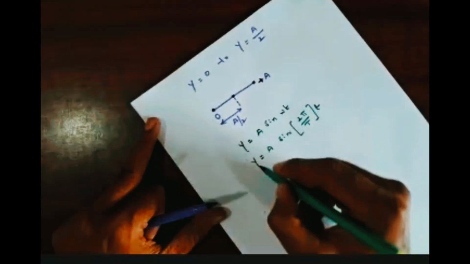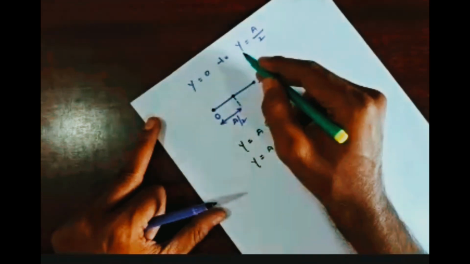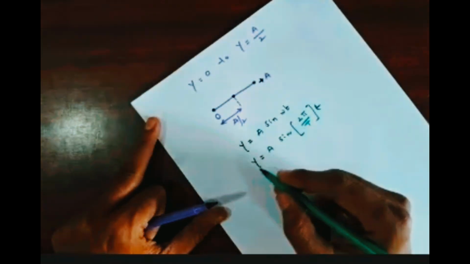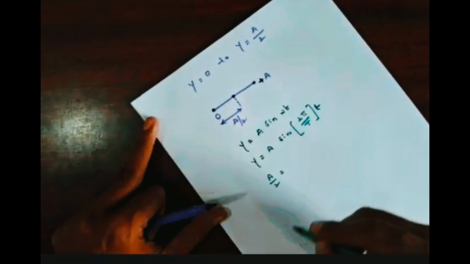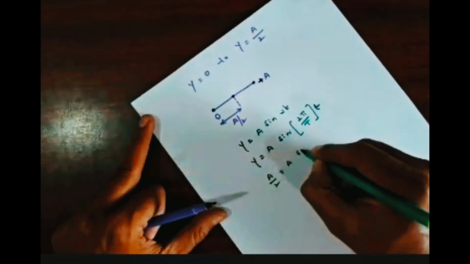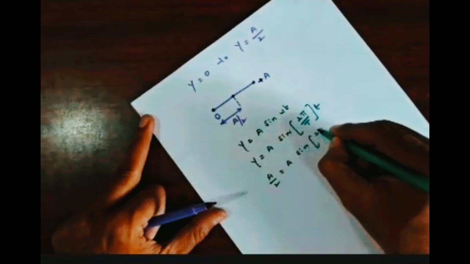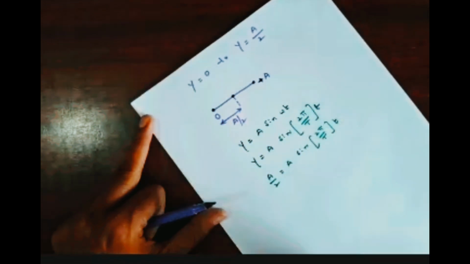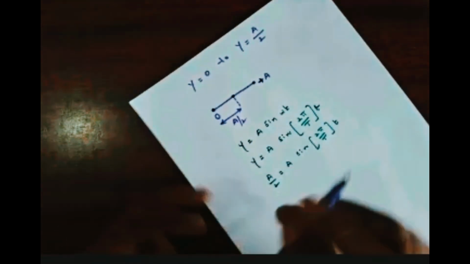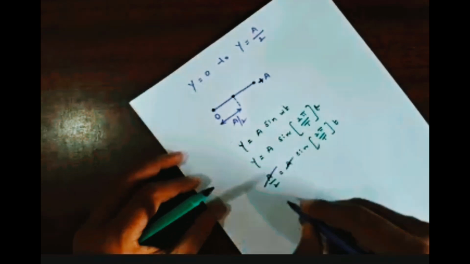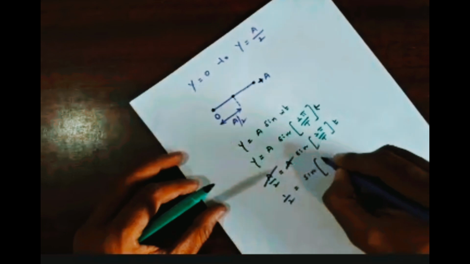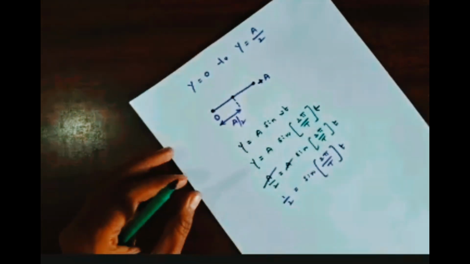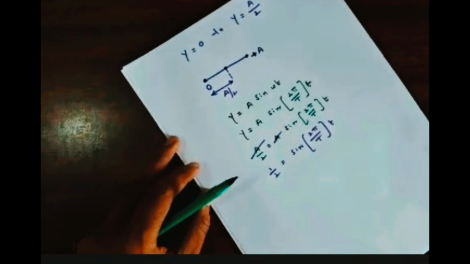Okay, now what is the y? Y is nothing but where it reached, a by 2. So in the place of y, I am taking a by 2: a by 2 is equal to a sine of 2 pi by capital T into small t. A gets cancelled. 1 by 2 is equal to sine of 2 pi by capital T into small t.